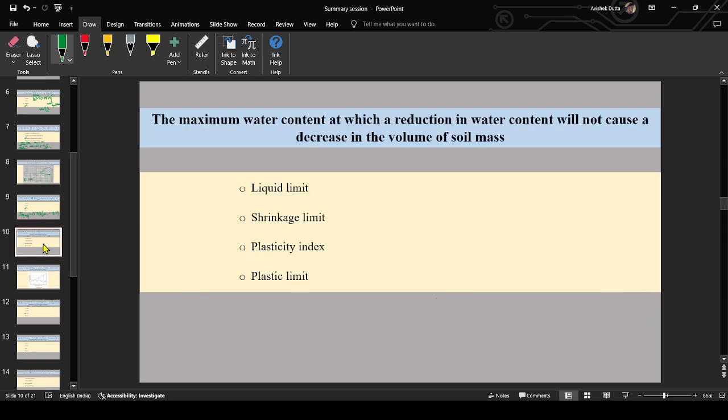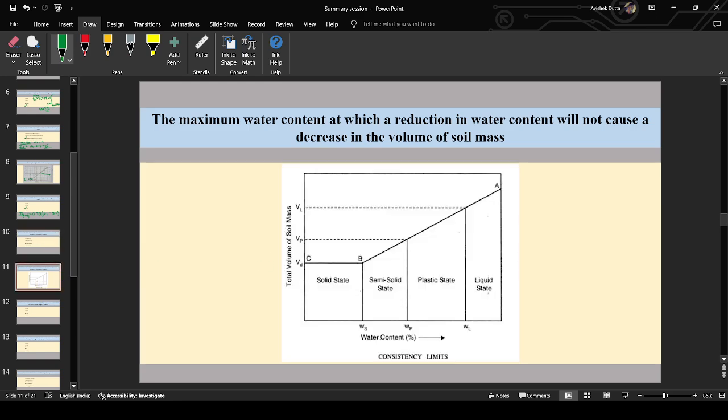Next question. The maximum water content at which a reduction in water content will not cause a decrease in the volume of soil mass. In this question also, we have been given a graph. We can see the water content is on the x-axis, the volume of soil mass is on the y-axis. Now initially, as we proceed from right to left, from A to B and then to C, the soil has so much water in it that it is practically in liquid state.